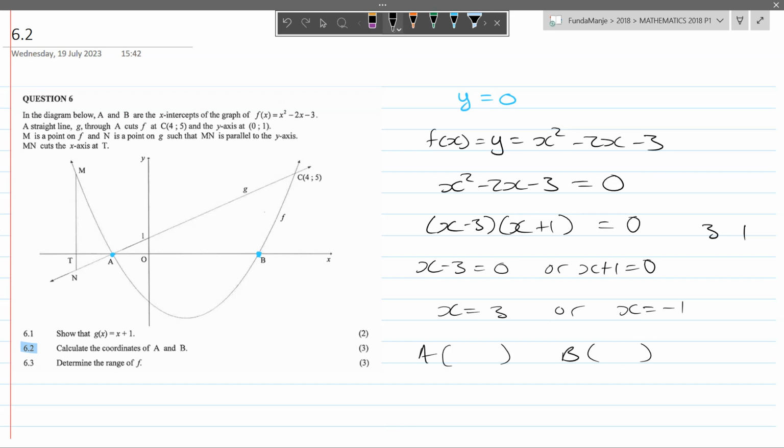So A will be negative 1, y value 0. B will be 3, y value 0. Remember, the y value being 0 is coming from the fact that these are x-intercepts lying on the line y is equal to 0. So you can call the x-intercept y is equal to 0.